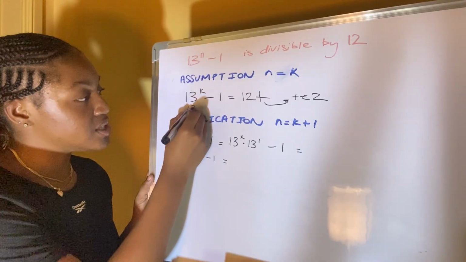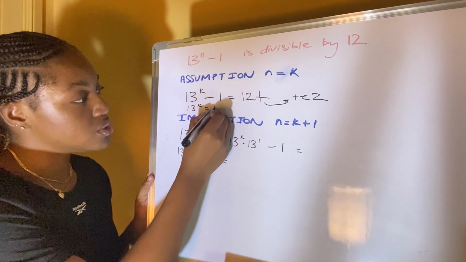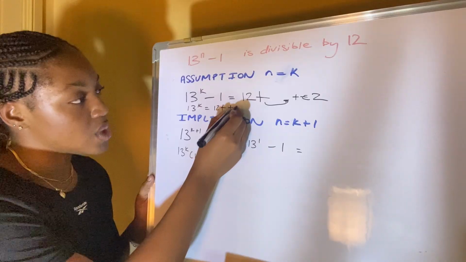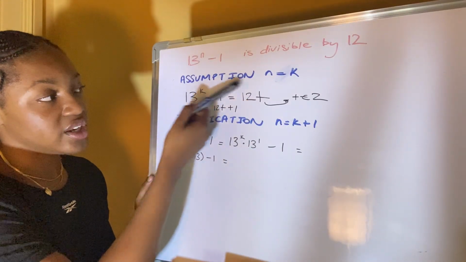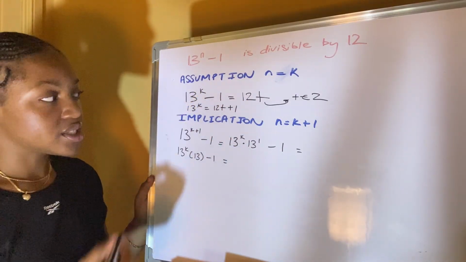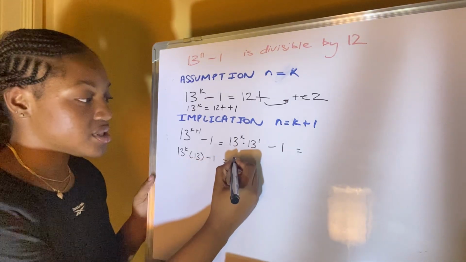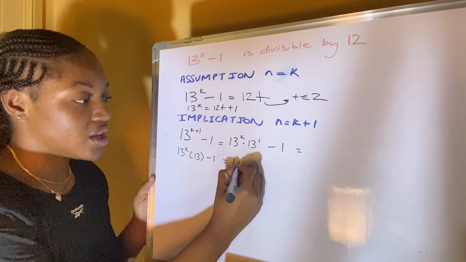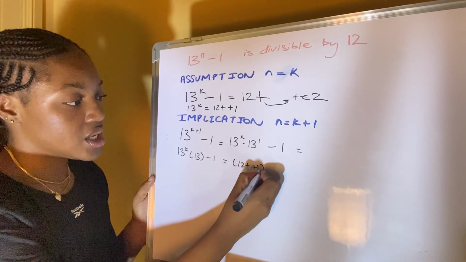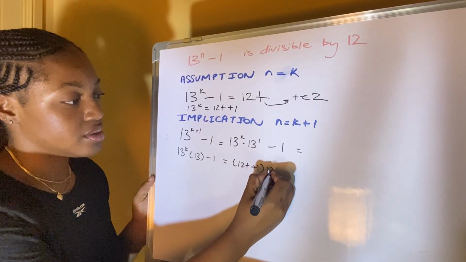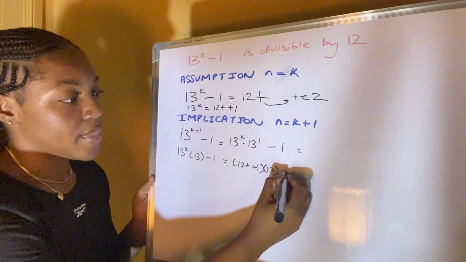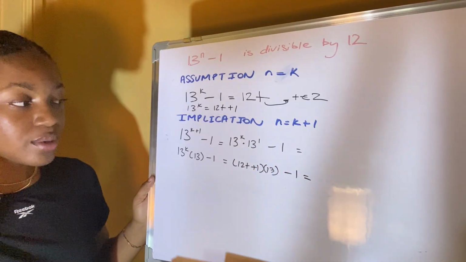So we're going to have 13 to the k equal 12t plus 1, because we're bringing it over the other side. So since 13 to the k is equal to 12t plus 1, we can substitute right here, and we're going to have 12t plus 1 times 13 minus 1.